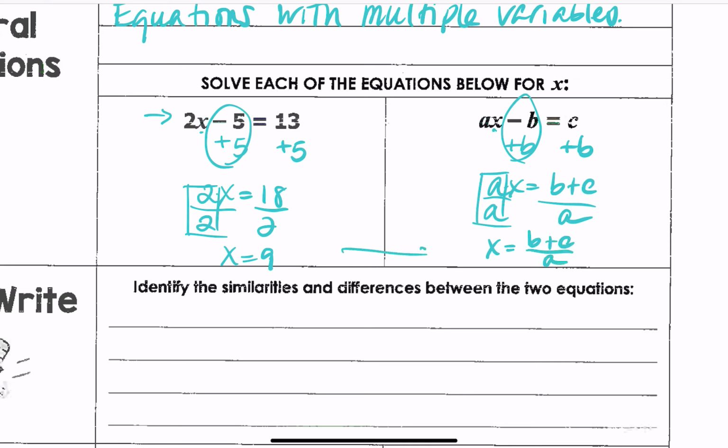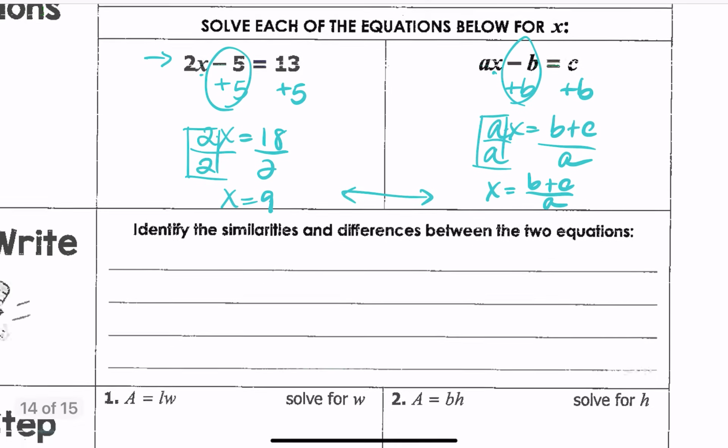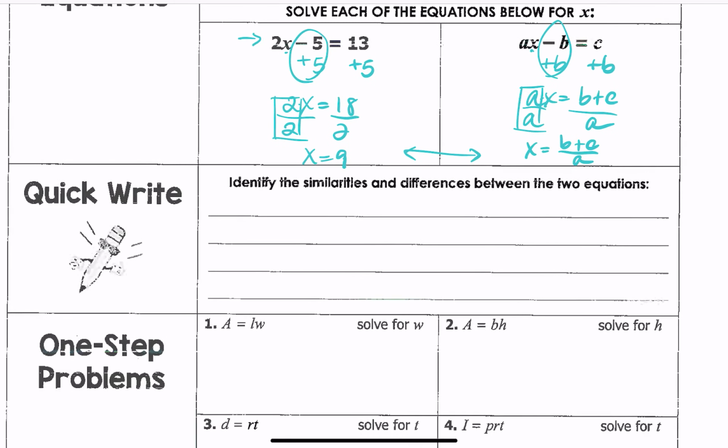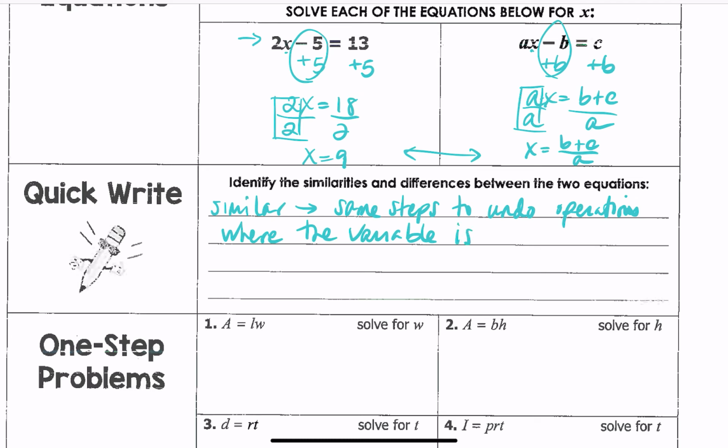The answers look different, but notice the process was exactly the same. It's just that you didn't have any numbers on the right to simplify anything. So identify the similarities and differences between the two equations. Well, what's similar is that it's the same steps, right? You're undoing operations on the same side as the variable. Same steps to undo the operations where the variable is. You want to get the variable by itself.